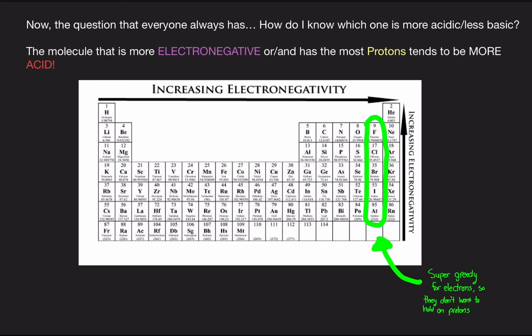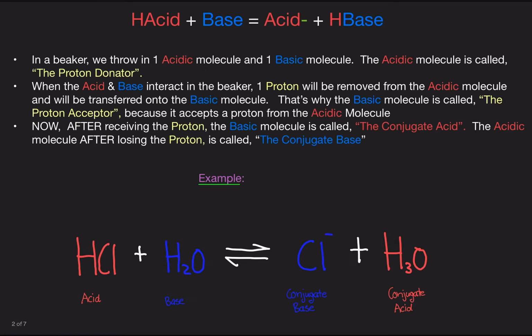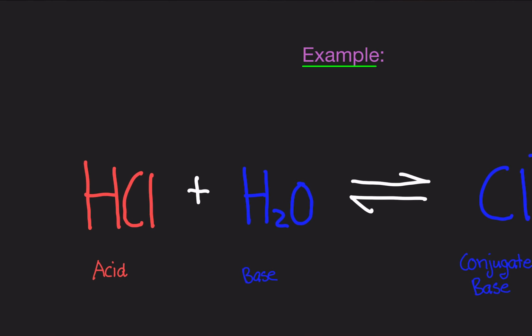The most common question that people have, and they ask professors this all the time, is how do you know which one's more acidic? Which of the two molecules that we're dealing with on the reactant side is more acidic? You probably looked at this and you're like, wait a second here. Didn't you say the one with more protons is more acidic? So why isn't the water here acidic?